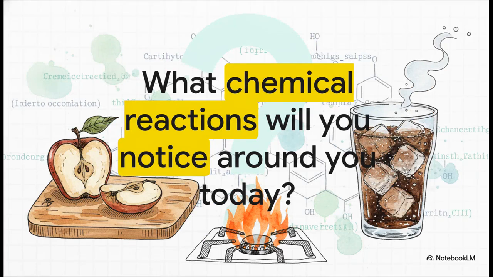So what this all comes down to is that chemistry isn't just something stuck in a textbook. It's the invisible script that the world is following every single moment. Now that you know the 7 main plot lines, what reactions are you going to notice today? The browning of an apple, the fizz when you open a soda, the flame on your stove? The code is absolutely everywhere. And now you have the key to start reading it.